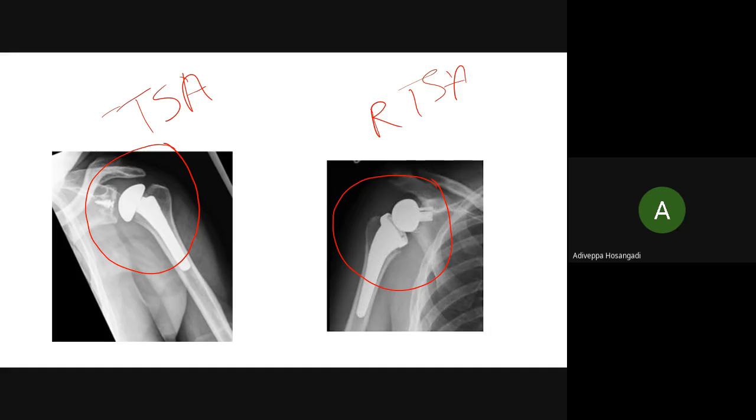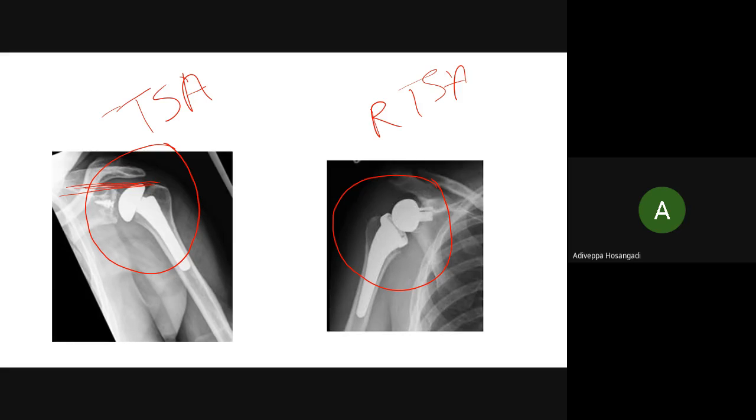Whatever I write on the screen, is it visible? Yes, sir. Okay, good. So there is a very important thing. Only one line I will tell you. You have to remember this. When you do total shoulder or reverse total shoulder arthroplasty, for total shoulder your supraspinatus has to be normal. The main function of the supraspinatus muscle is initiation of abduction, and it depresses or holds the position of the humeral head.